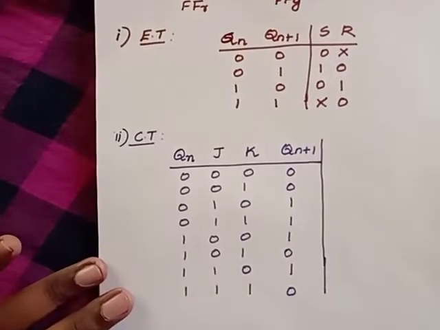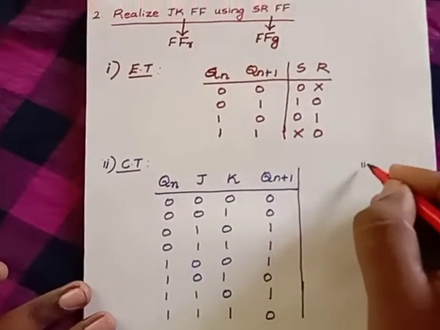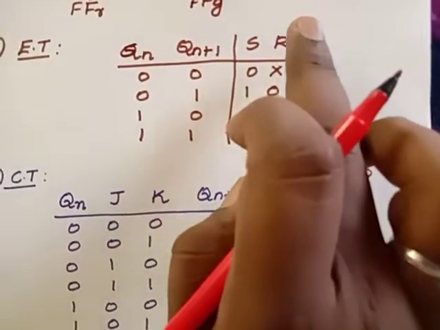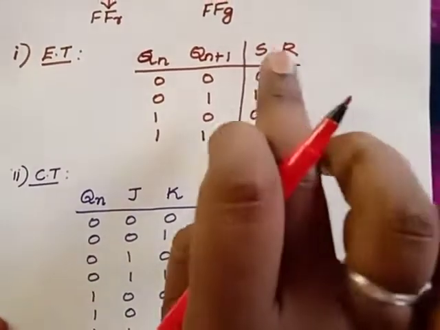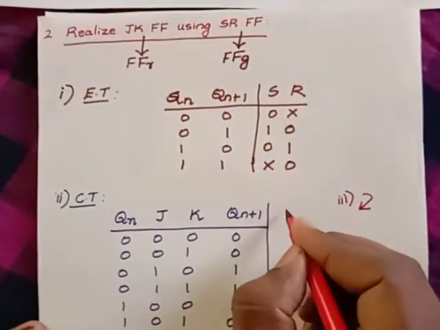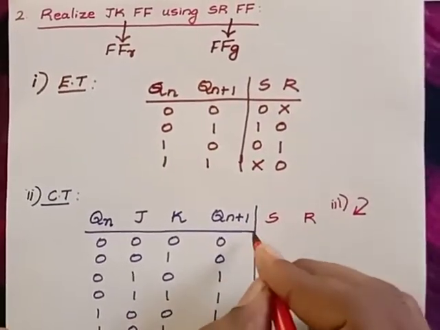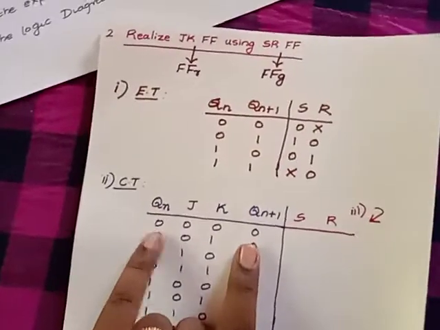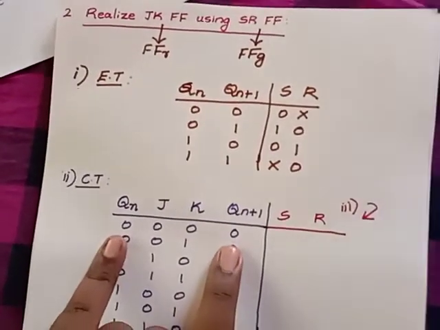Now the third step is you have to append the given flip-flop inputs to this table. The given flip-flop inputs are S and R, so I am going to append them here. I am going to fill this using the excitation table as before. Now I'll keep my fingers like this, so it will be easy to understand.